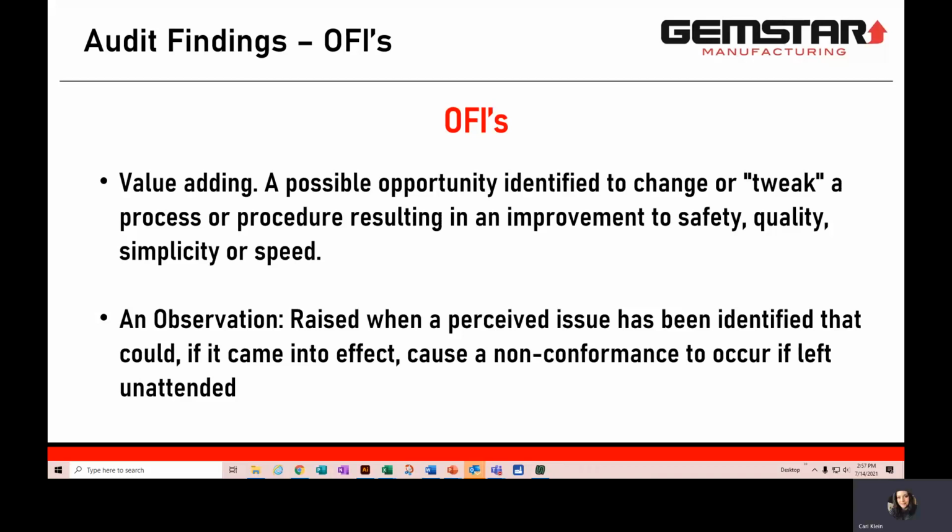OFIs are opportunities for improvement. Those are the things that don't meet the criteria for a nonconformance, but really are the result of combining your analysis against the audit standard or criteria. Maybe you use some common sense, you use the skills you have as an auditor. OFIs are discussed at the closing meeting, at the end of the audit, and then they're categorized according to potential risk and impact. And I'll show you that here in a second.